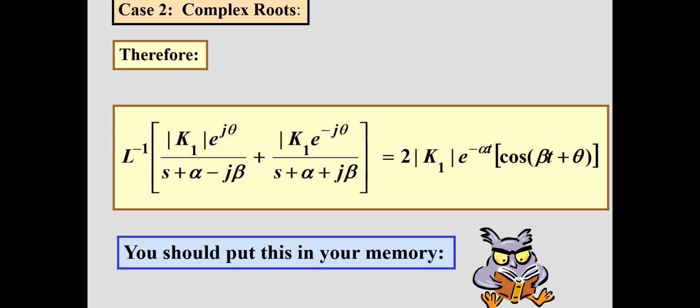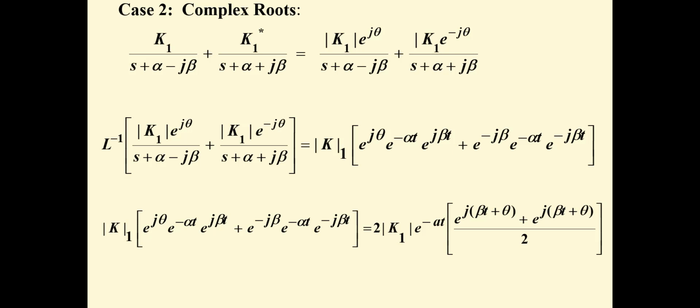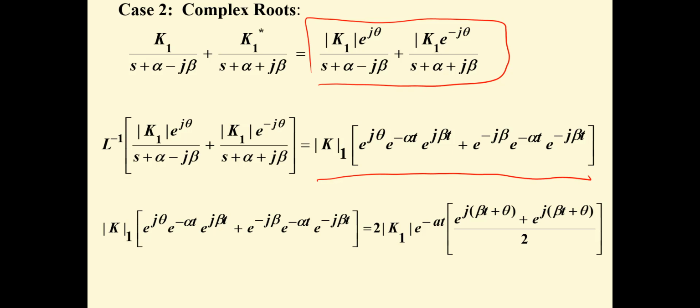Maybe we will look at this example. So this is the complex roots. So if we have the Laplace of this one, if we can make it like this one, so the inverse Laplace is this one, K1 e power of j theta e power of minus alpha t multiplied by e power of j beta t plus e power of minus j theta e power of minus alpha t and e power of minus j beta t.